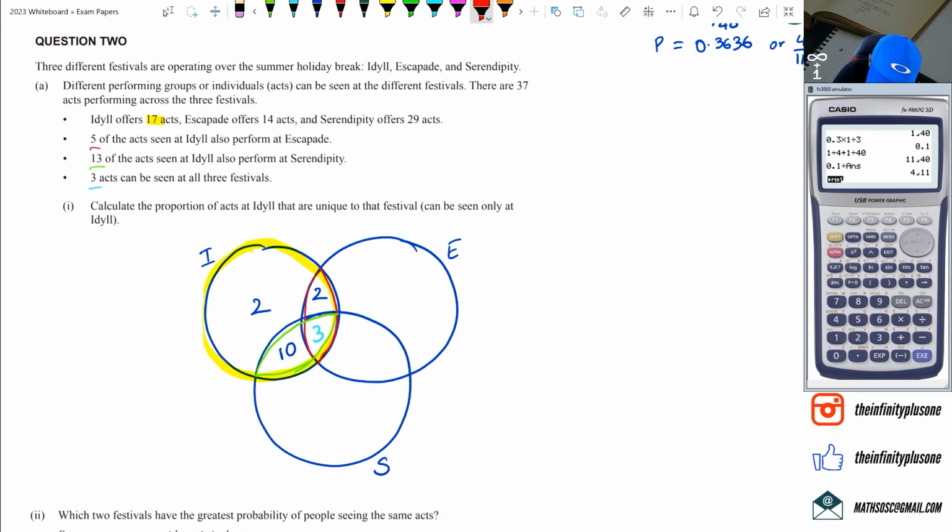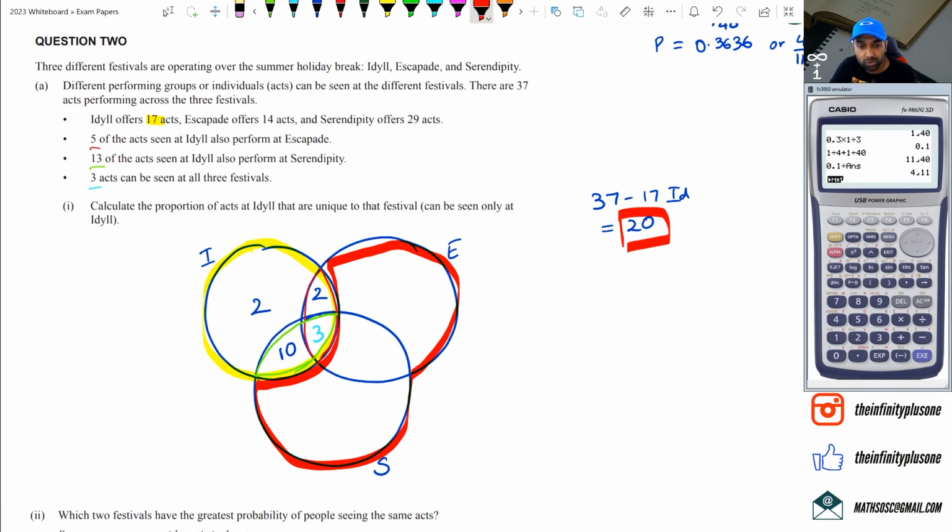Now, what that means is this entire part here, the red area that I've shown, is actually worth 20, because we can say that 37 was the total acts minus the 17 that's idle. Then this red zone here is going to be 20. All right, that's something to consider. Now the second zone we're going to look at is just the E. Let's go with blue here.